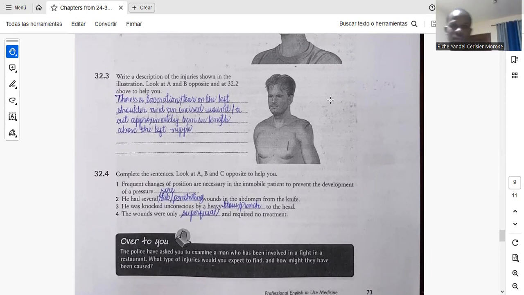This is my left shoulder. An incised wound, acute, approximately 6 centimeters in length, above the left nipple.